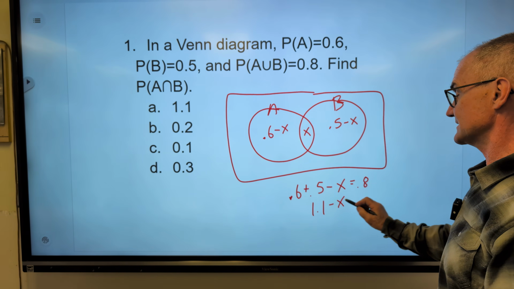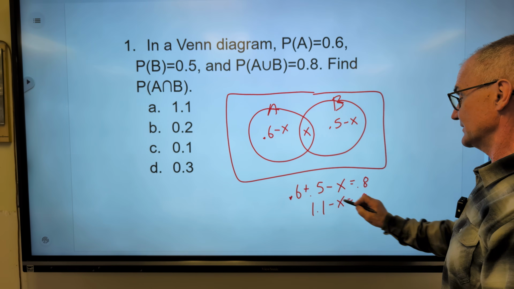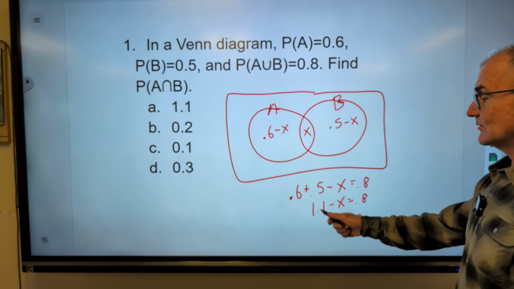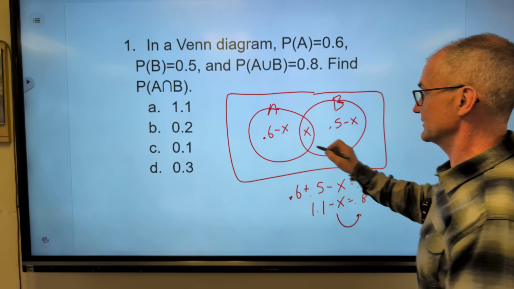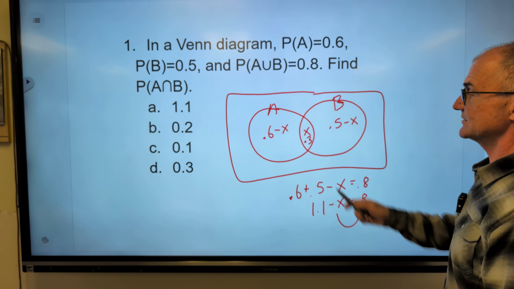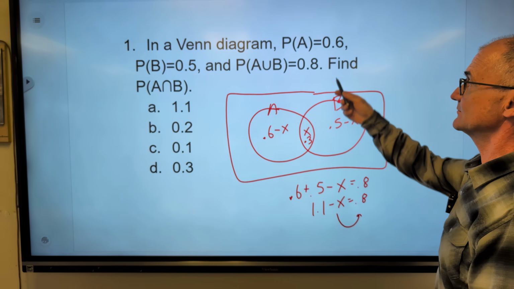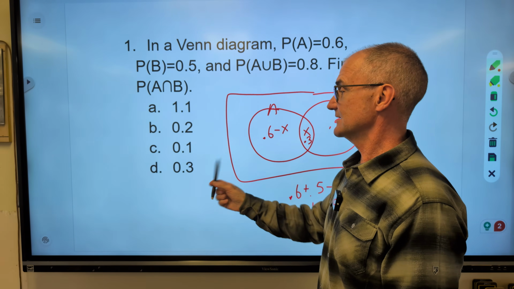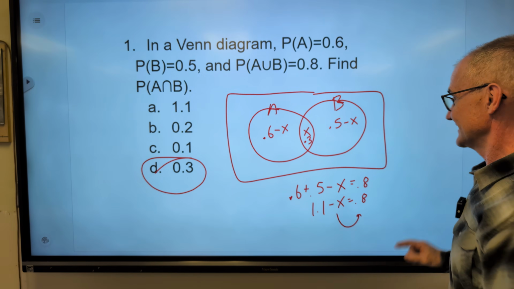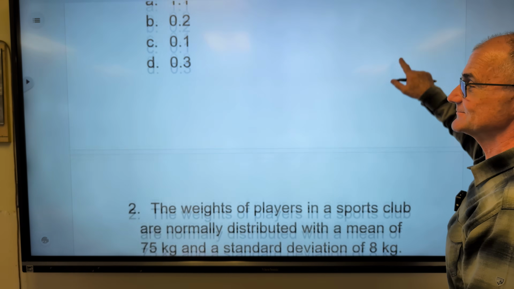1.1 minus x equals 0.8. Bring the x onto this side, the 0.8 onto that side. 1.1 minus 0.8 is 0.3. The intersection is 0.3. Make sure I'm solving the correct portion of the problem. Find where they intersect. Correct answer, answer D right there. Did you get that one right? If so, let's move on to number 2.